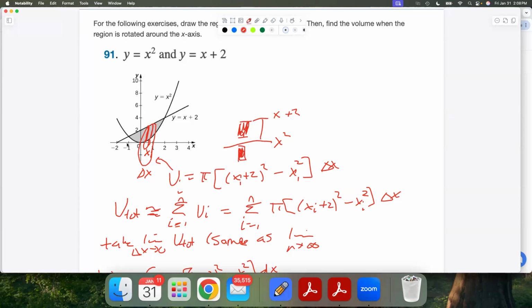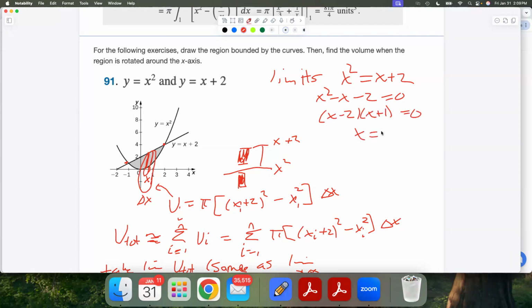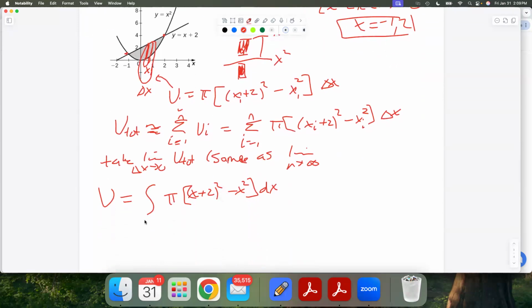Okay, now if we didn't have the picture, how would we find my x limits? Because I want the region in between these curves, I just see where the curves intersect. So for the limits, we're going to set these two equal. I'm trying to find these points right here, those x values. So get everybody on one side. That's a quadratic. You're in Calc 2. You should be able to factor that in your head. And we get negative 1 and 2. So those will be the limits.